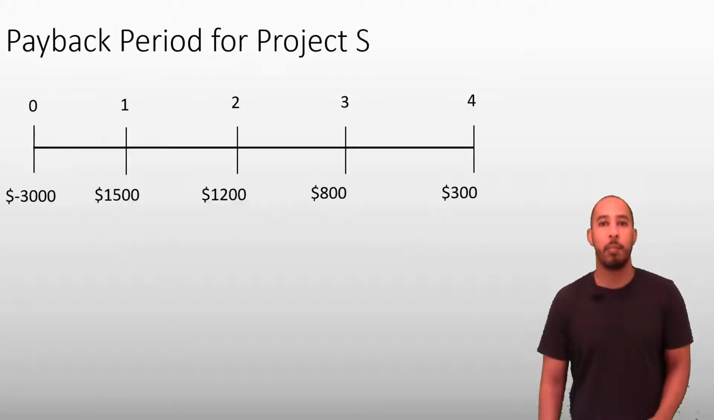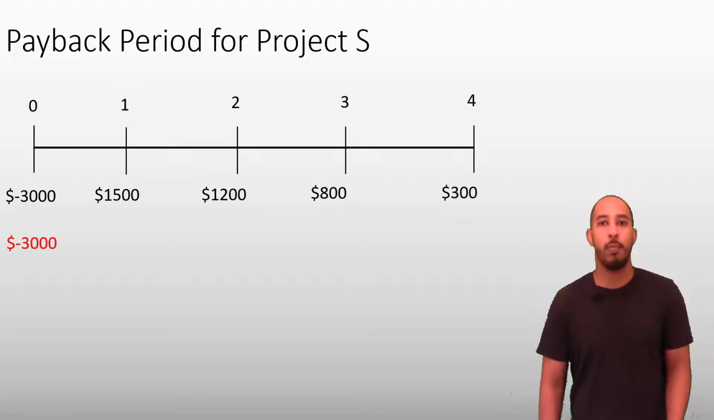Let's find the payback period for Project S here. With Project S, we'll spend $3,000 initially to get the project started, then we'll receive $1,500, $1,200, $800, and $300. To compute payback period, try to think about a bank account. You start with a balance of zero, and then you write a $3,000 check to get the project started. What's your account balance going to be? It's going to be negative $3,000. It's like you've overdrawn your account.